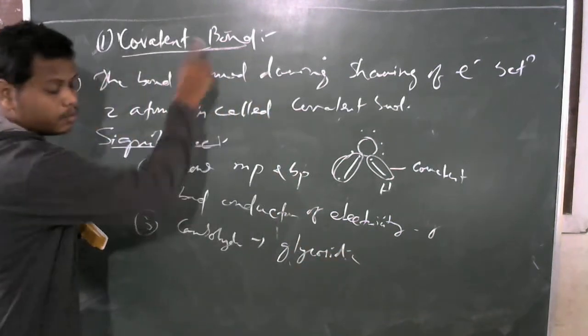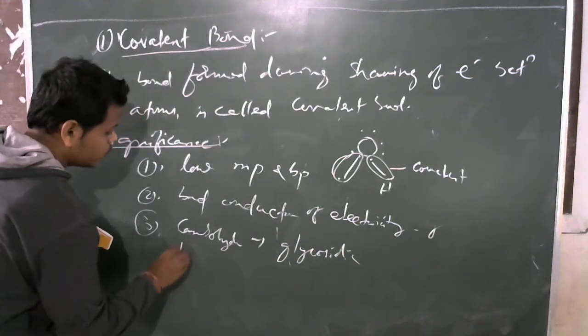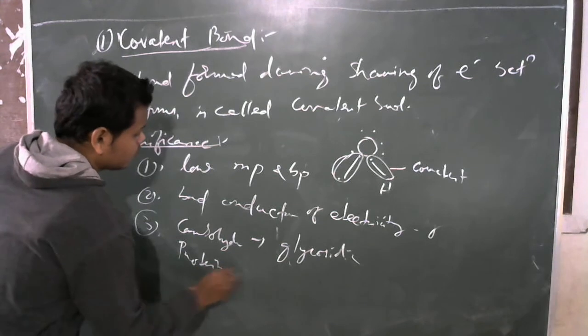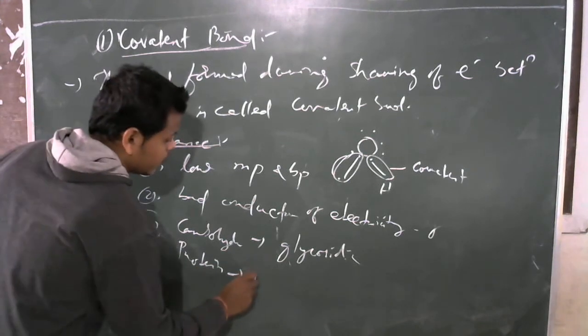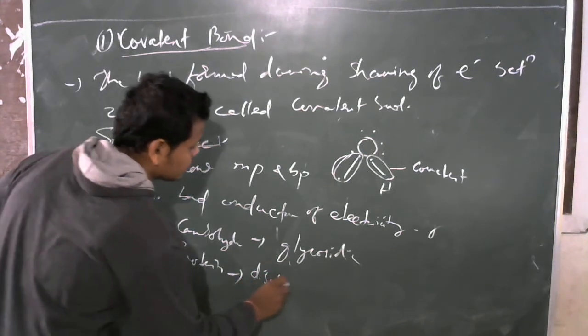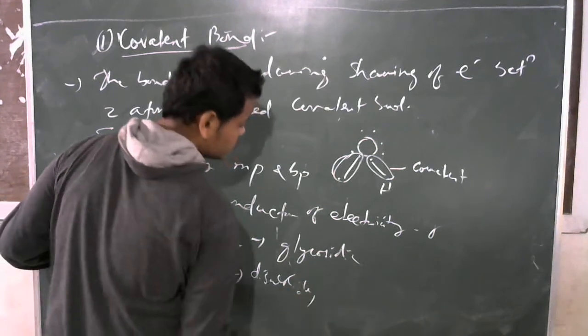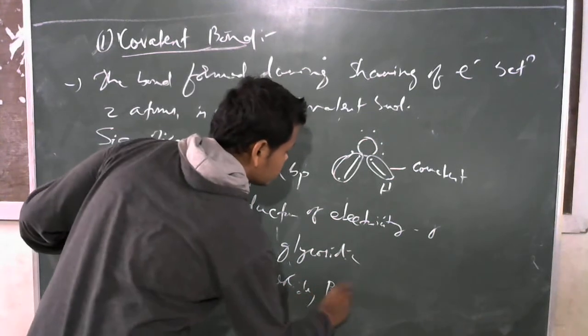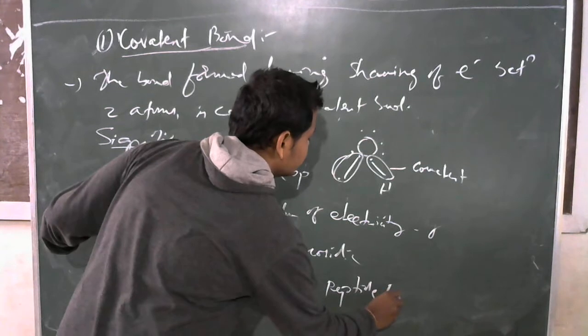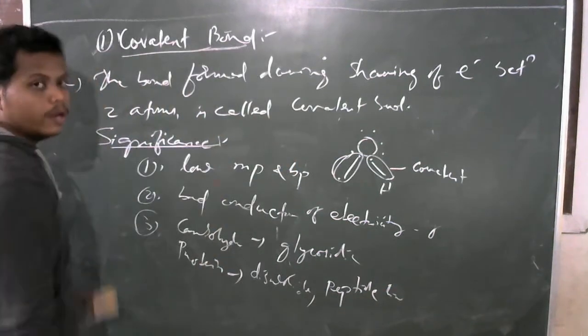Glycosidic bond is a type of covalent bond. Then in protein, your disulfide bonds, then your peptide bonds. Peptide bonds are a type of covalent bond.